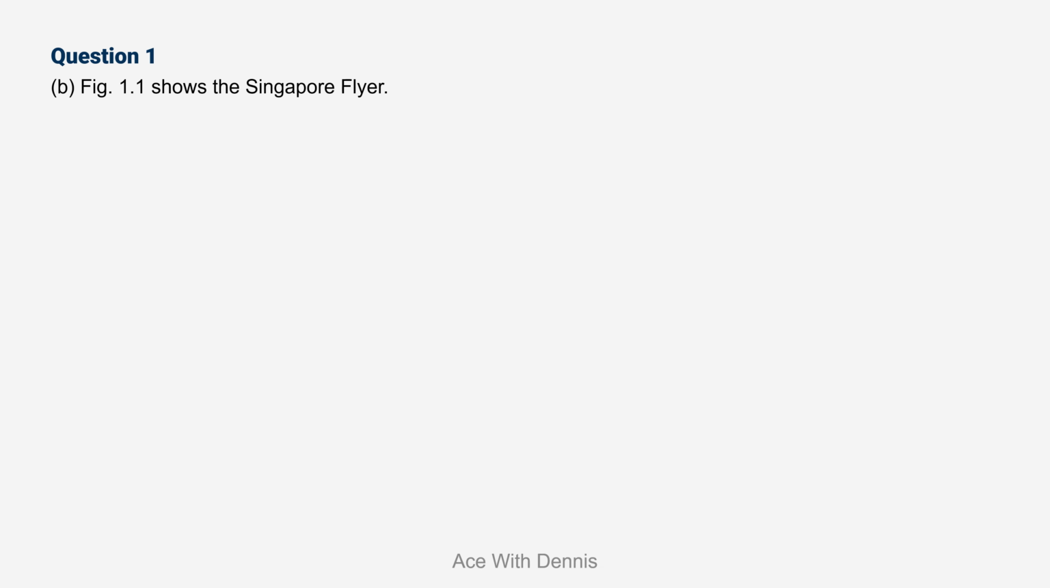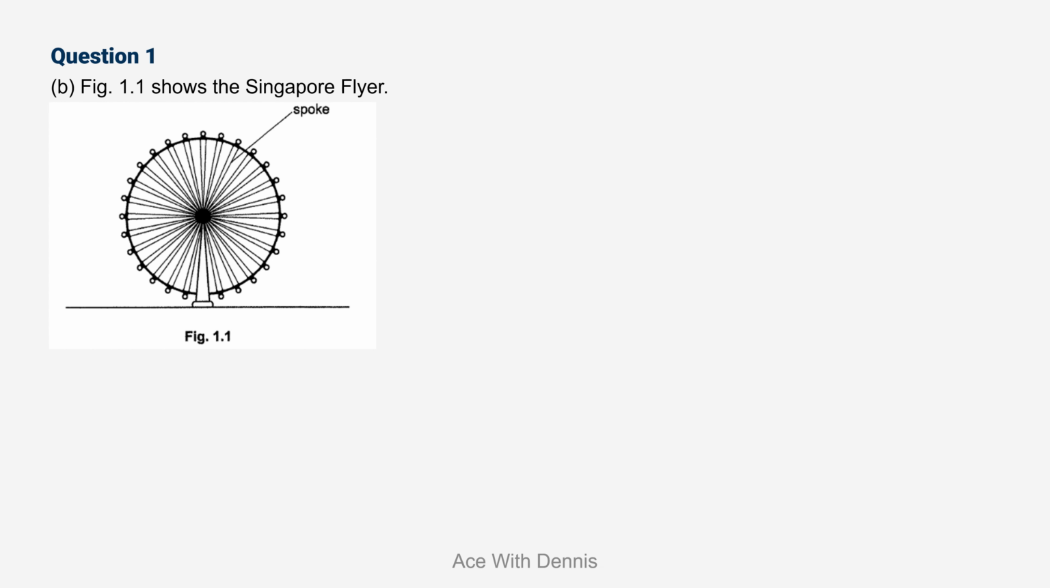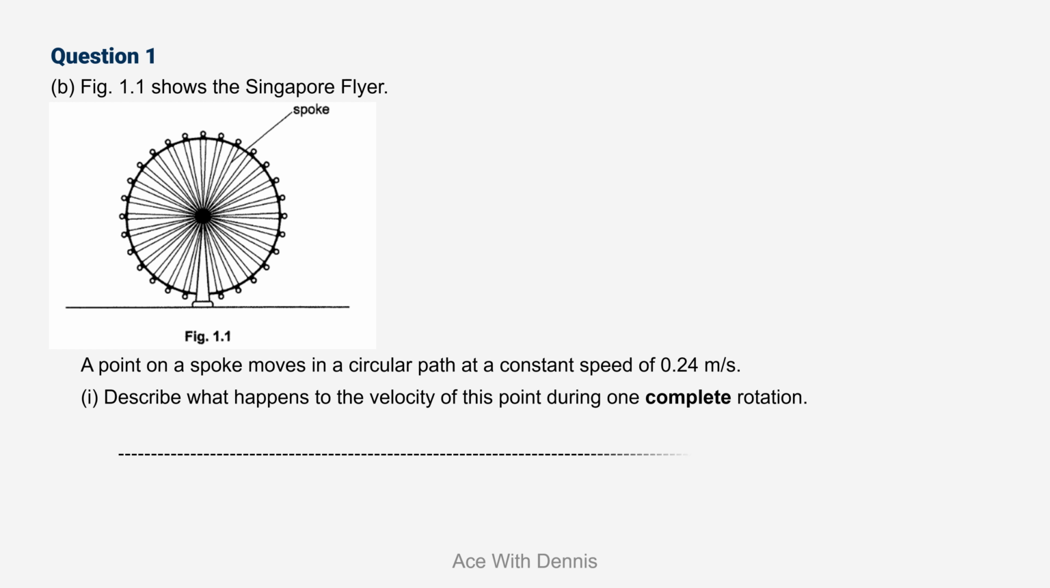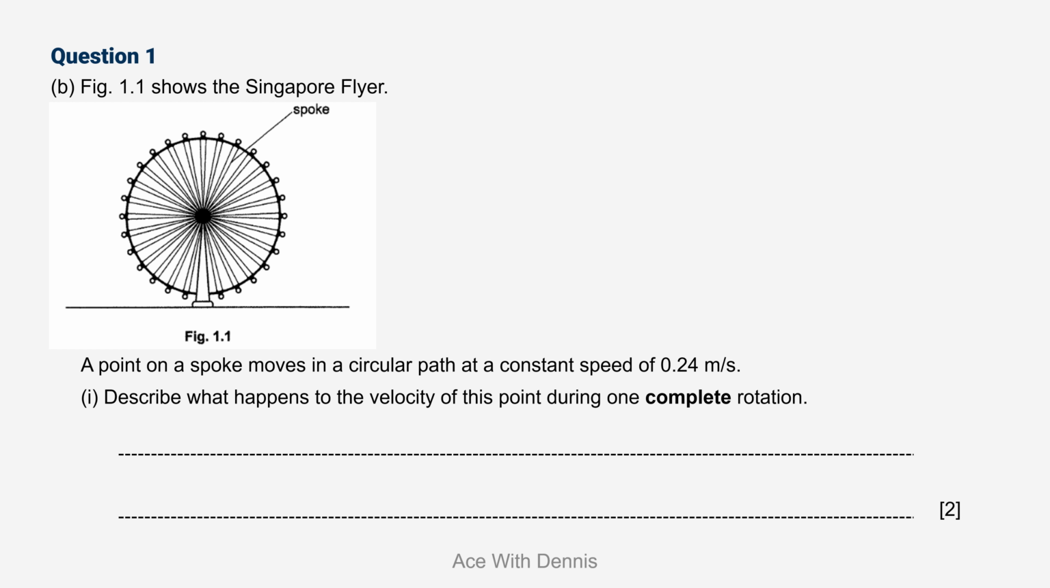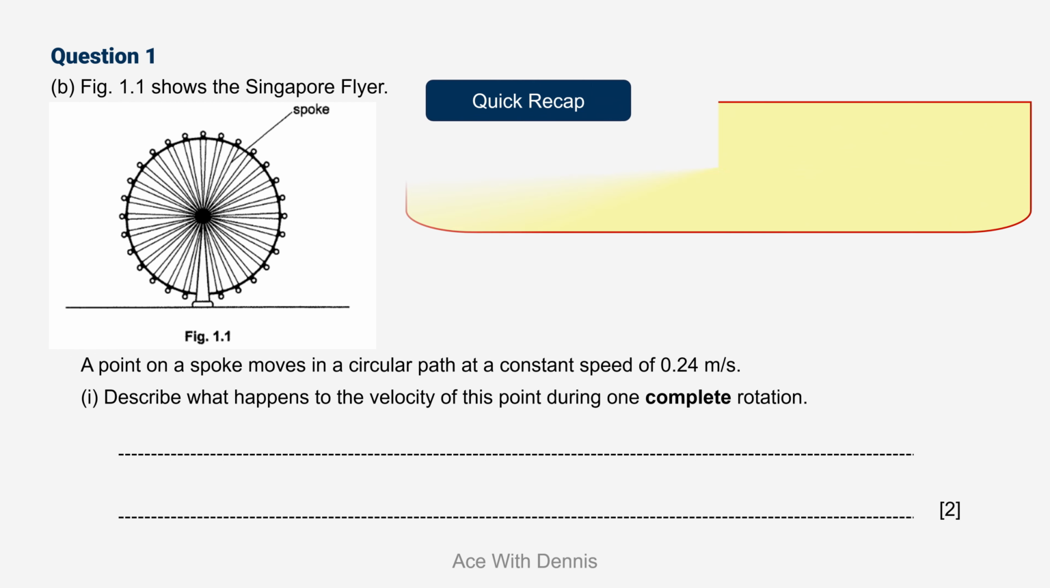B. Figure 1.1 shows the Singapore Flyer. A point on a spoke moves in a circular path at a constant speed of 0.24 meters per second. 1. Describe what happens to the velocity of this point during one complete rotation. 2 marks. Alright, so before answering this question, let's have a quick recap.